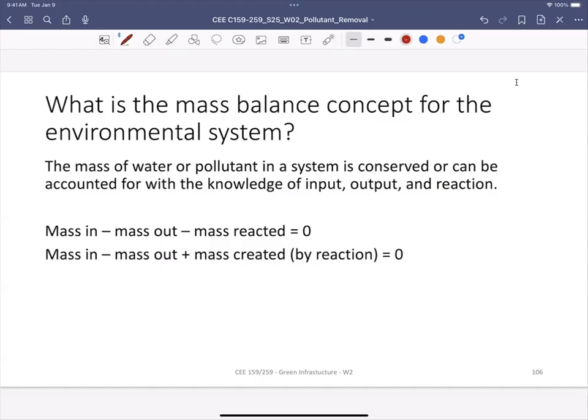And when pollutants are created in the system, sometimes green infrastructure could also produce pollutants. For instance, ammonia nitrogen can react in the system and produce nitrate. In this case, nitrate is being produced. So this is what we can do.